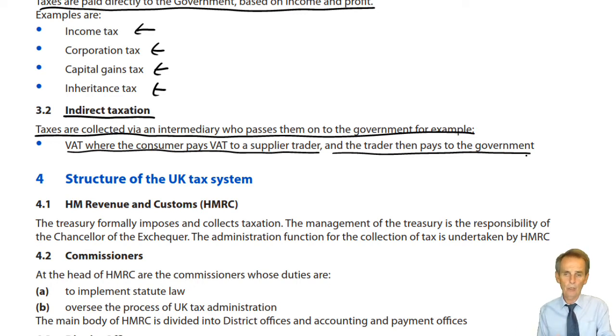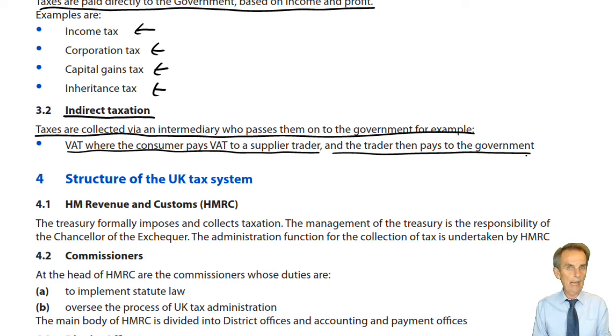So I, the consumer, go to the shop, I want that, I pay over 120. I do not pay over two separate amounts. I don't pay the trader £100 and HMRC £20. I pay the trader £120. And it is the trader's responsibility, as you'll discover within this chapter, to account for that VAT.